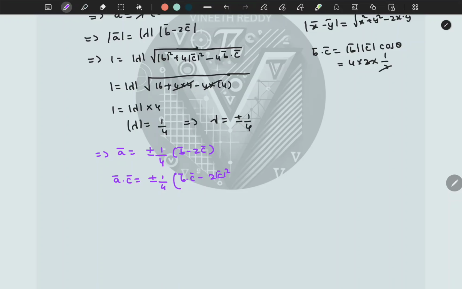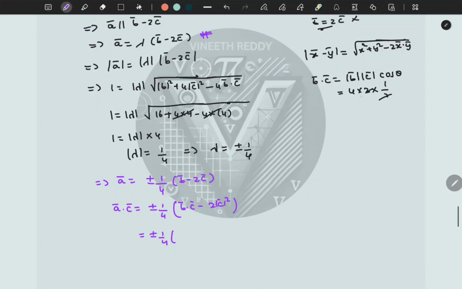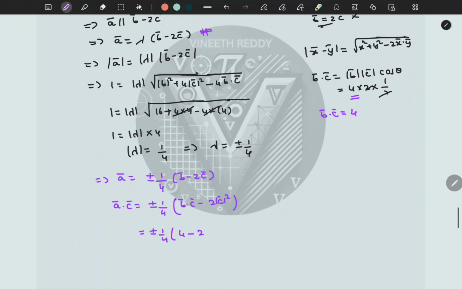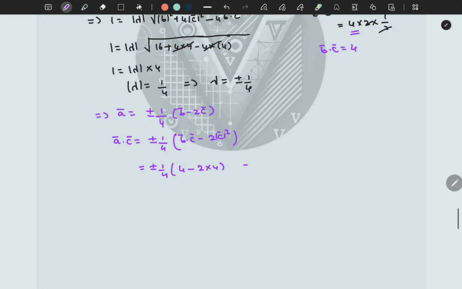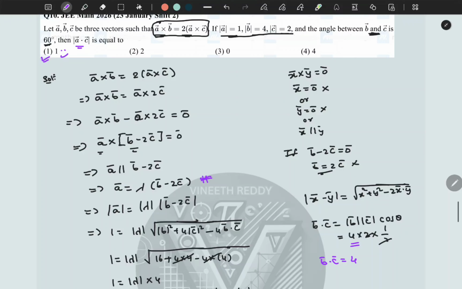C dot C, which is mod C square. Is that clear? B dot C is anyway 4. So here we can write 4 minus 2 into mod C square, which is 4. So ultimately we get 4 minus 8, which is minus 4. So we get minus or plus 1. So this is A dot C. What will A dot C whole square be? Minus 1 whole square is 1, plus 1 whole square is also 1. So 1 should be the answer. Option 1 is indeed correct.